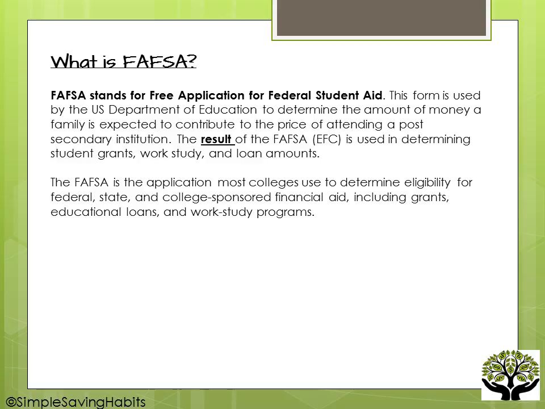FAFSA is the free application for federal student aid. It is a questionnaire of family finances to help determine how much a family can contribute to a student's college education. The form itself doesn't tell you how much award money you receive, but only determines the EFC, which is expected family contribution. Colleges use the FAFSA results to determine your eligibility for federal, state, and college aid. That includes grants, loans, and work-study. Your aid package is a calculation of an institution's cost of attendance minus the EFC.